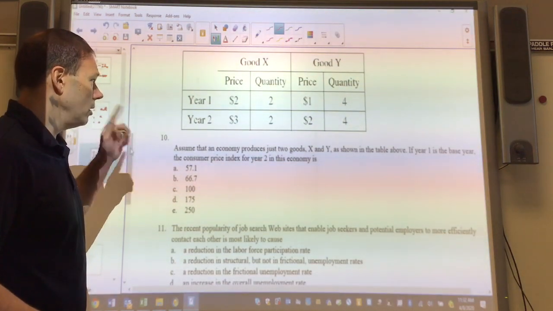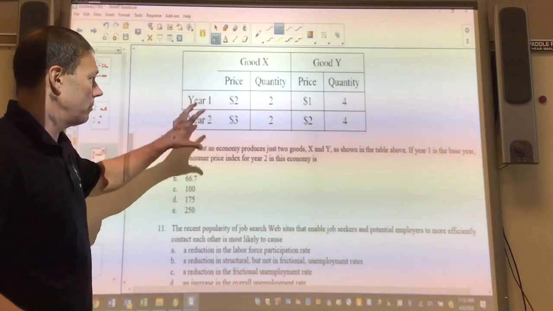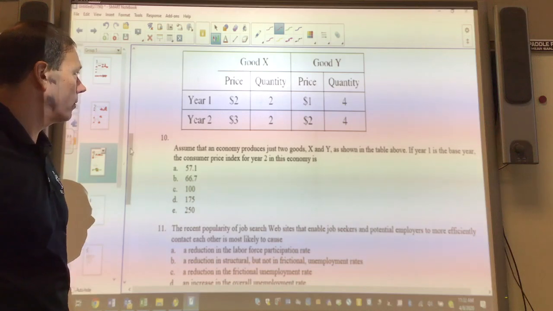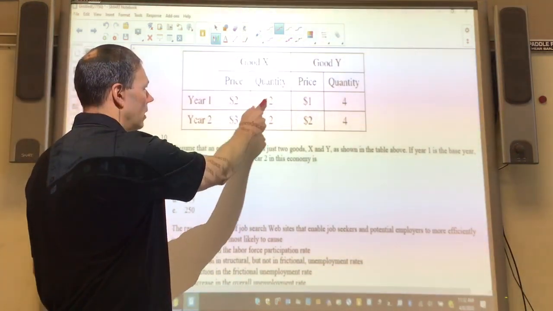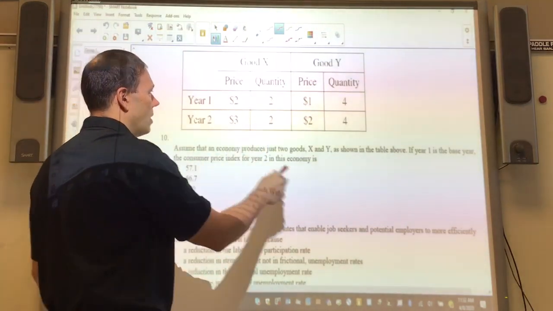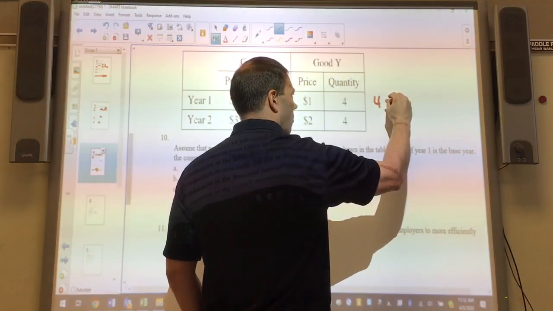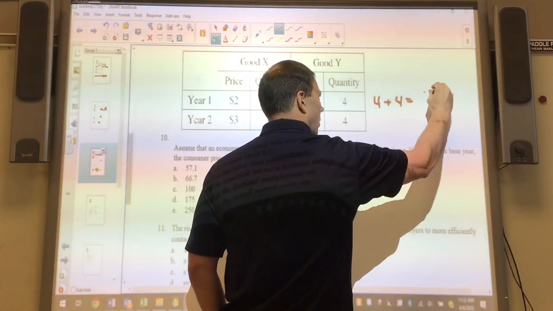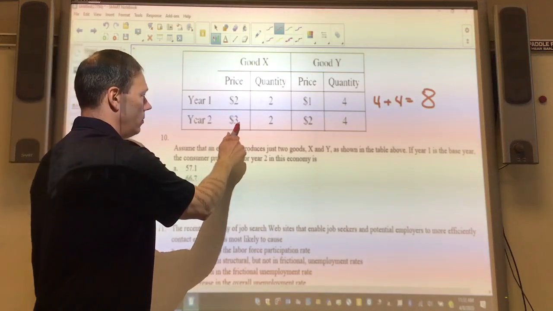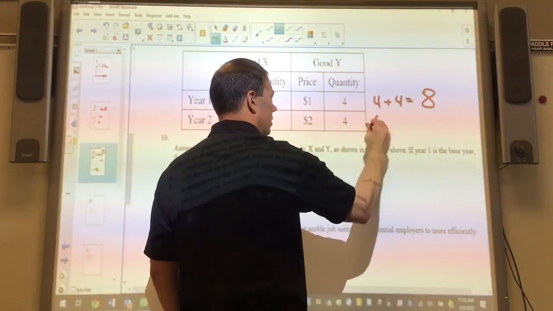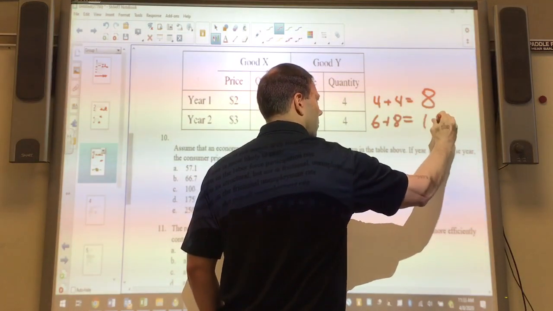All right, so here you've got the CPI. They're giving us the market basket in a sense, and so let's figure out what the market basket is. So in year one, you've got a good X, 2 times $2, so that's 4. And then 1 times $4, of course, is 4 as well. So we have 8 is our market basket in year one. In year two, 3 times 2 is 6, plus 2 times 4, which is 8, and that equals 14.